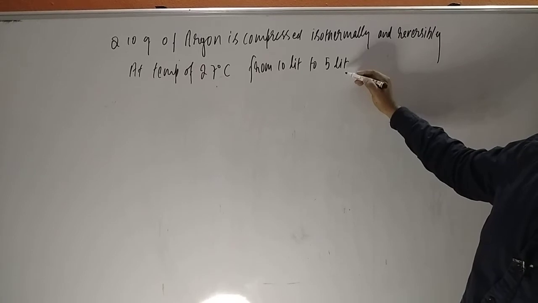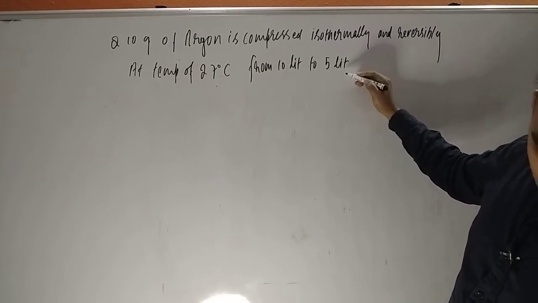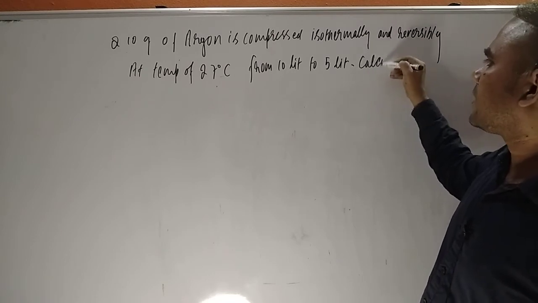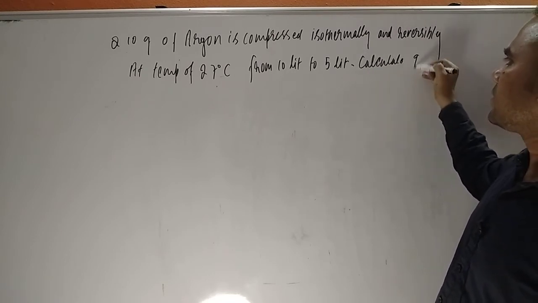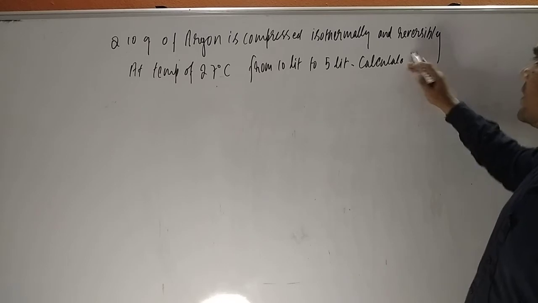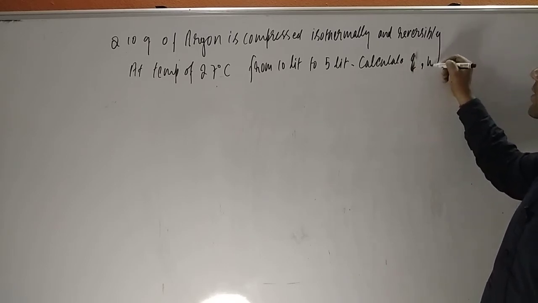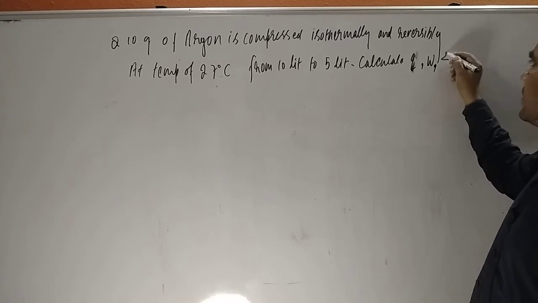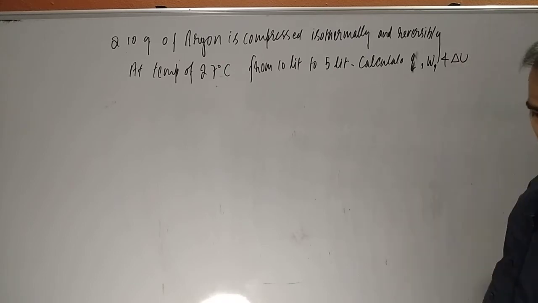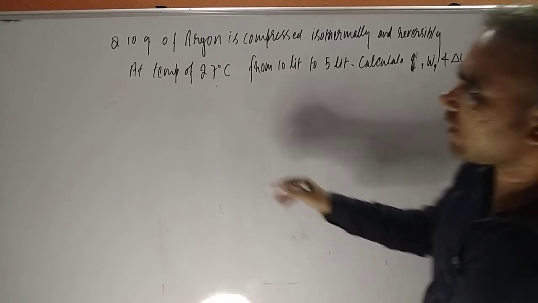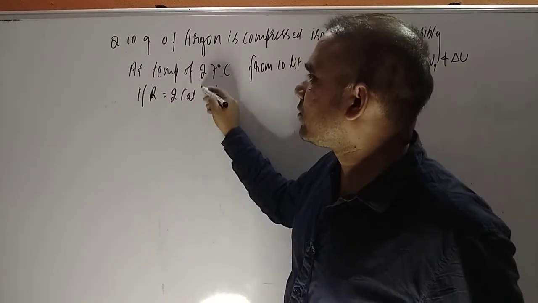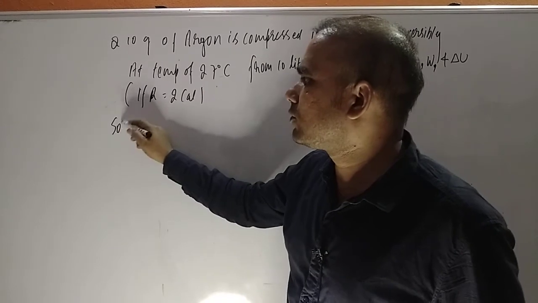Again, what is asked? Calculate Q, that is heat, then W, and delta U. These three things are there. R is equal to 2 calories. So this is the question and we have to do the solution.